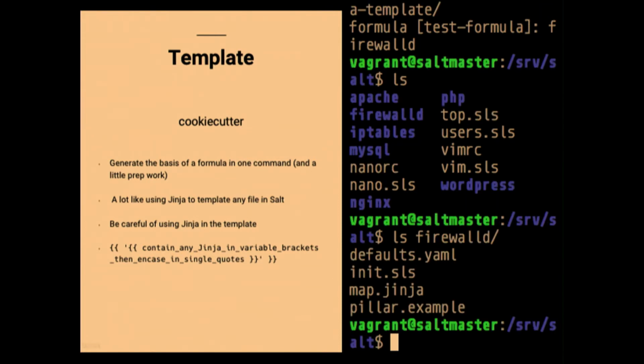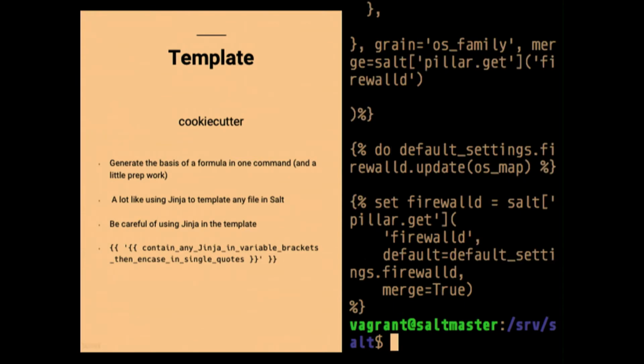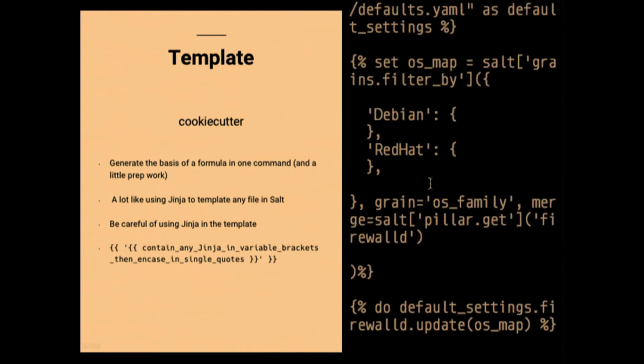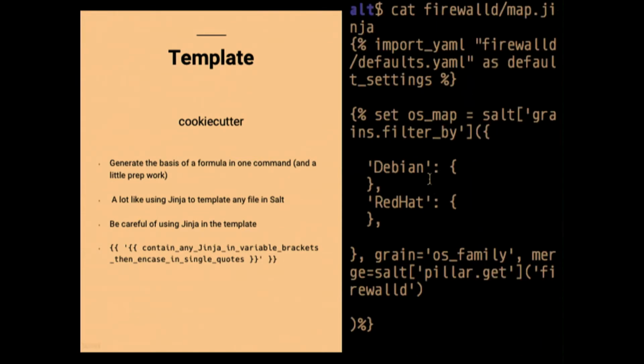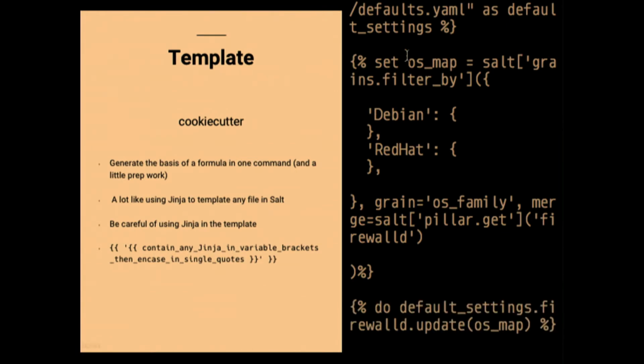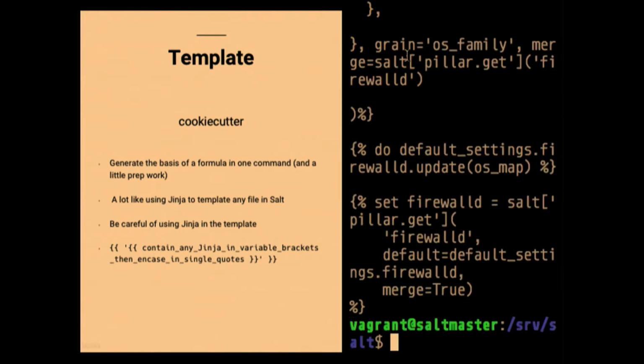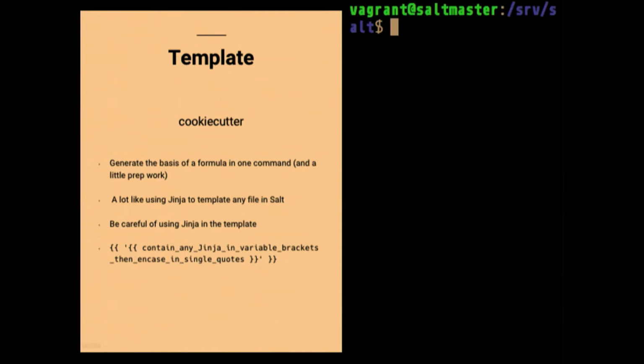I already have a defaults.yaml file, an init.sls, a map.jinja, and some example pillar. And just to show, the map.jinja contains a skeleton of everything I include in my map.jinja. It pulls in that defaults.yaml, has an OS map, all of that's set up. And the process of creating a template like this is actually surprisingly easy with Cookie Cutter.